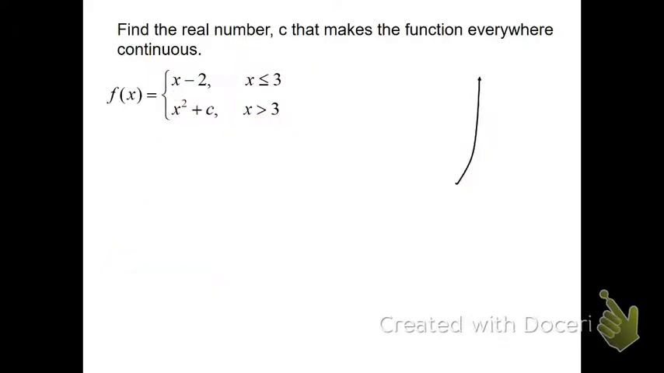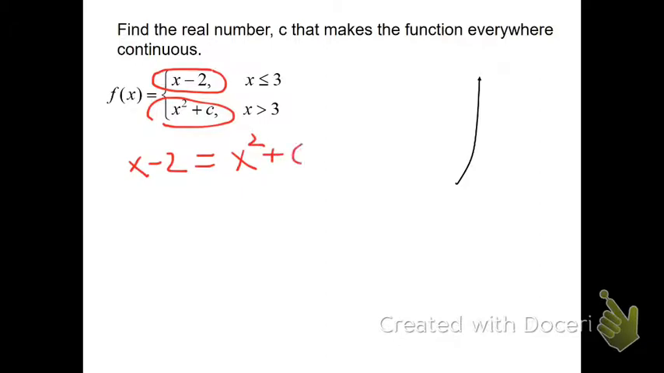Okay, let me say it again, maybe put it another way. I need the height of this one to be the same as the height of this one. In other words, I need them to be equal. I need x minus 2 to equal x squared plus c. But at what point do I need them to be equal? I need them to be equal at that point where they meet, when x is 3.